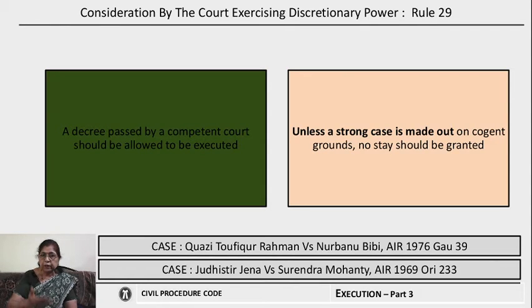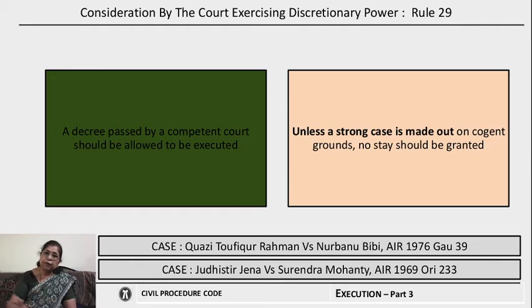So, here there are these two cases, Qazi Tawfiqur Rahman versus Noor Banu Bibi, which was a High Court of Guwahati decision where an ex parte decree was granted against Noor Banu Bibi to the decree holder, that is Qazi Tawfiqur Rahman, for eviction of a tenancy. And after a lot of delaying tactics, it was reinstituted 2 times and the decree was set aside, and again it was granted ex parte.